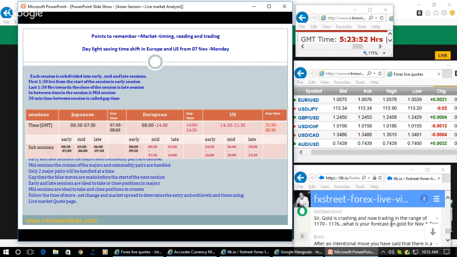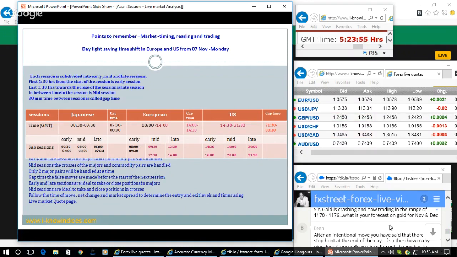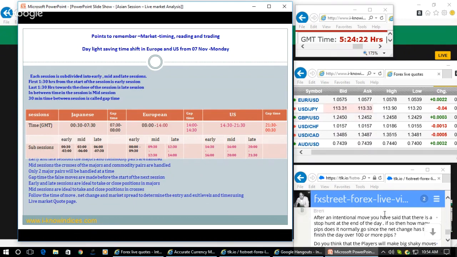Gold is crashing and now trading in the range of 1170 to 76. What is your forecast? As such, you would have noticed that gold made the gain to the 1,300 level, and then started making the drop to 1,200 and then came below that, and the players are buying it now, holding low and buying it again year end. They are expected to gain it to the 1,300 level.